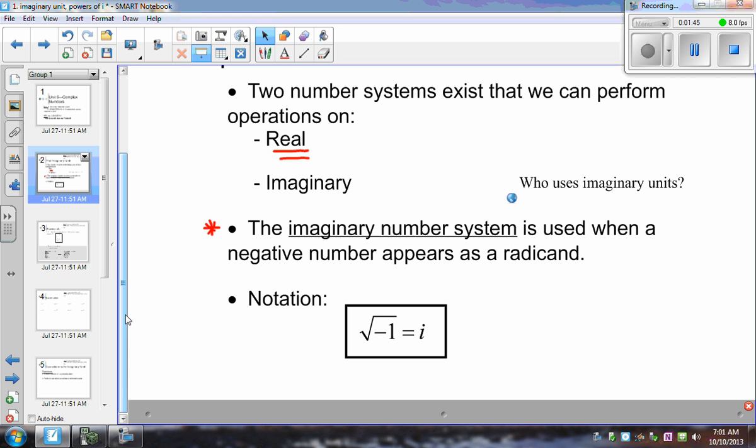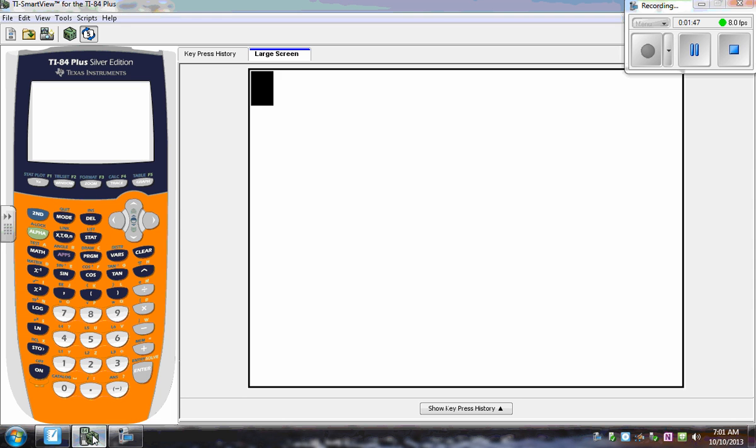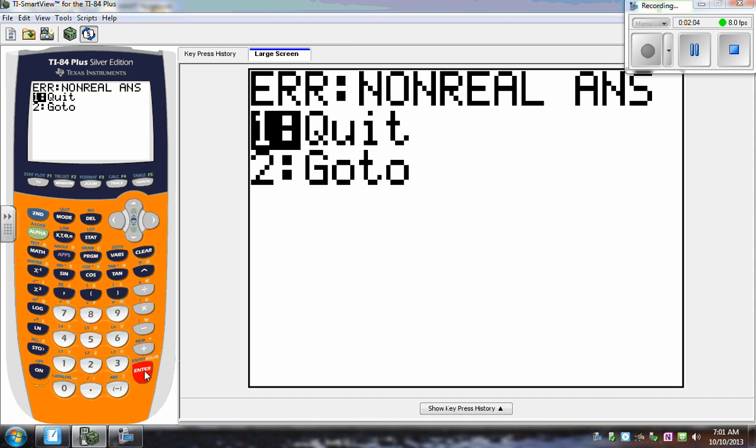Now, to kind of make the point for a second, if you guys happen to have your calculators, and if you can pull them out, let's say we wanted to take the square root of a negative number. We could pick any negative number just to emphasize the point. In this case, we'll take the square root of negative 4. If you guys hit enter, many of you will get this error message stating that there's no real answers.